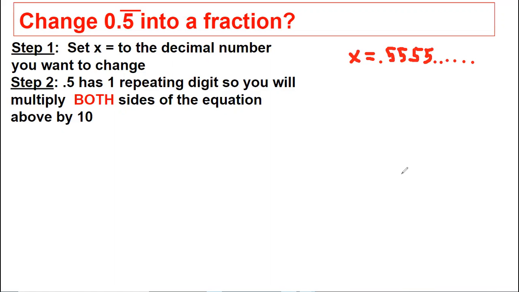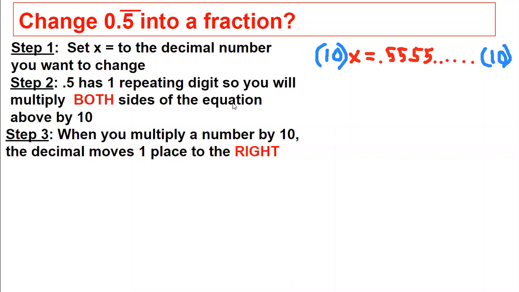So I'm going to multiply both sides of the equation by 10, because 10 has 1 zero in it, and 0.5 has 1 repeating decimal. Last time we had 2 repeating decimals, right? We had 3737. We multiplied by 100. Now we only have 1 repeating decimal, so we're going to multiply by 10. If we had 3 repeating decimals, what number would we multiply by? Exactly, 1,000, because 1,000 has 3 zeros in it. Okay, next step.